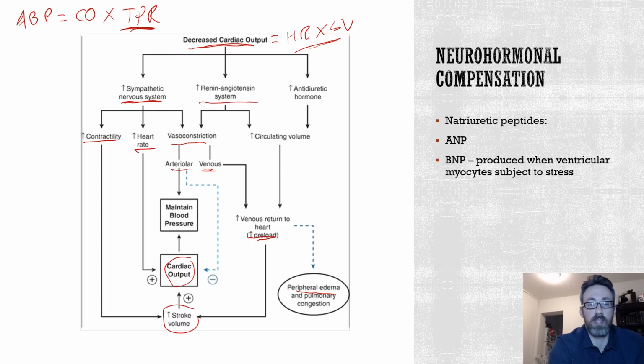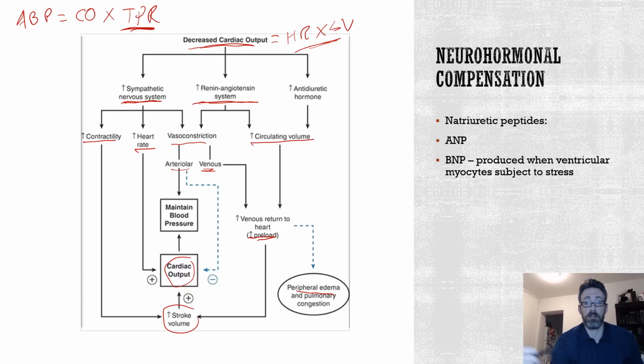Now, in terms of the renin-angiotensin-aldosterone system, in response to low flow to the kidneys, it's going to cause vasoconstriction, but this is now via angiotensin 2, and that's going to be arterial and venous, and the same thing happens. And it's also going to increase circulating volume. So this is a little bit different.